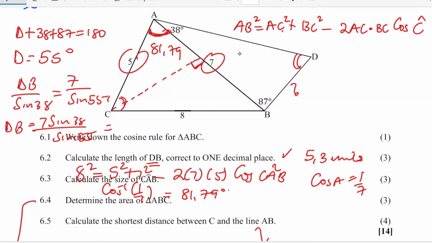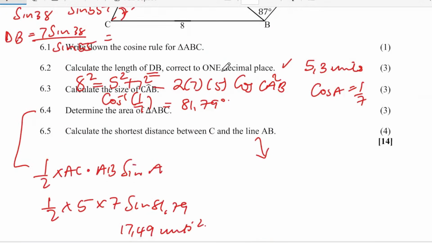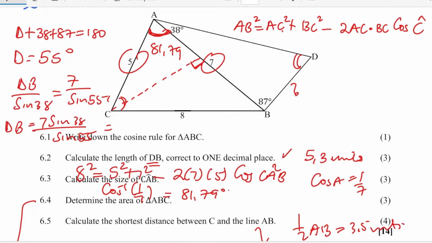So we know that a half of AB is going to give us 3.5. Okay, maybe we can start from there. Half of AB is 3.5 units. Then, since the question is asking for the length of this bisector, we can use the cosine rule. So that's 3.5, 5, and 81. Then we can get what we need.